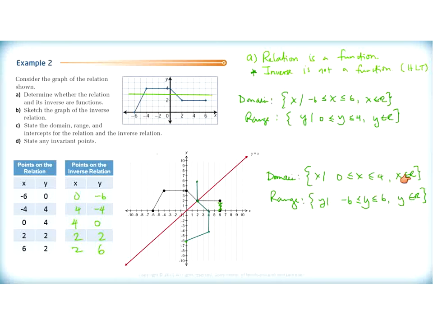Very important point. It did ask to state any invariant points as well. You can see that if you look at the two graphs, there is one invariant point at 2, 2. And these invariant points occur on the line y equals x, 2, 2.